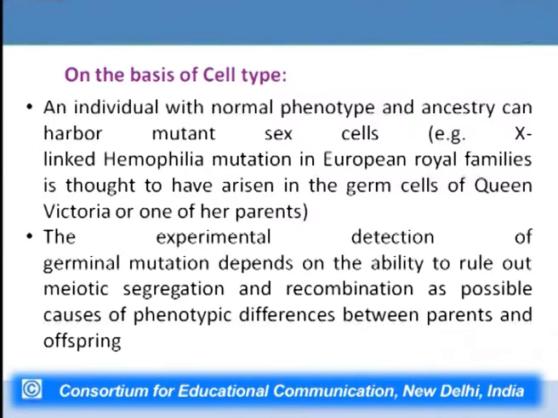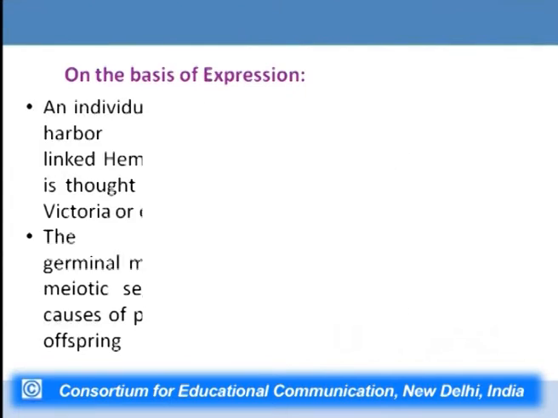Now, the experimental detection of germinal mutation depends on the ability to rule out meiotic segregation and recombination as possible causes of phenotypic differences between parents and offspring. So, if we want to ascertain that the mutation is the cause of the phenotypic change, then we have to make sure that it is not because of any segregation or recombination event which occurred during meiosis.